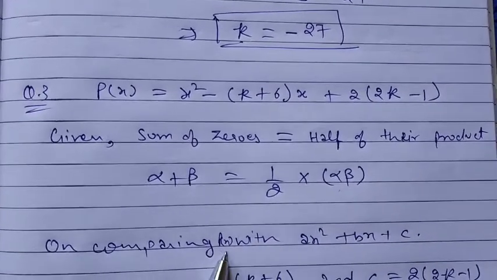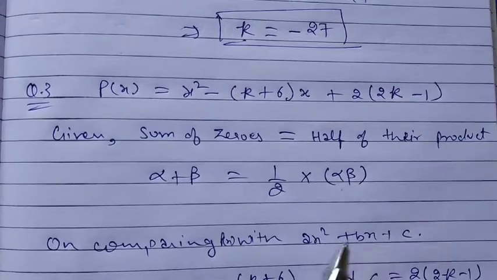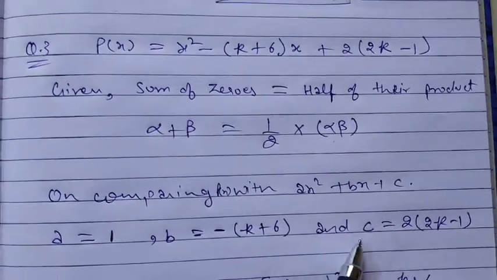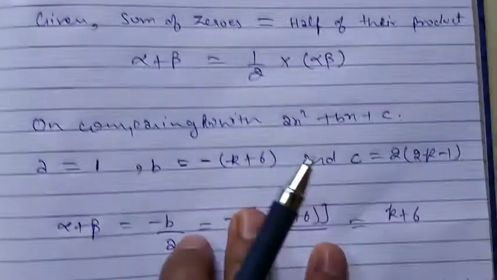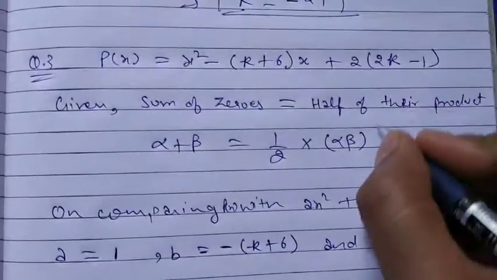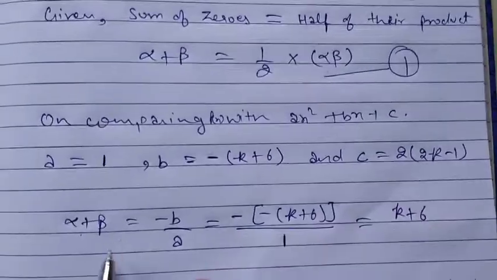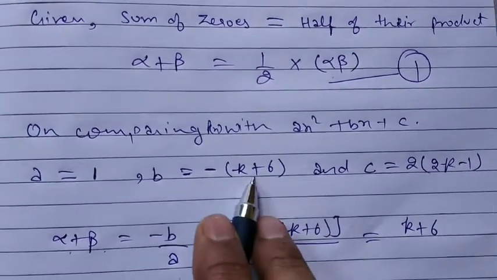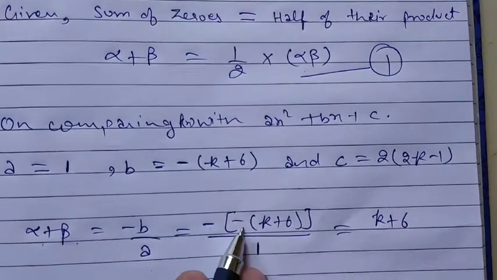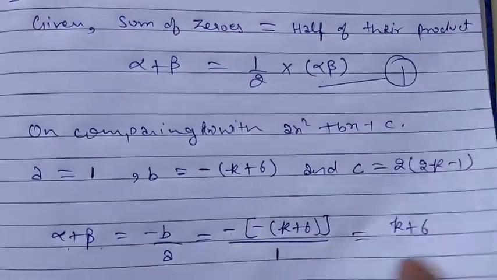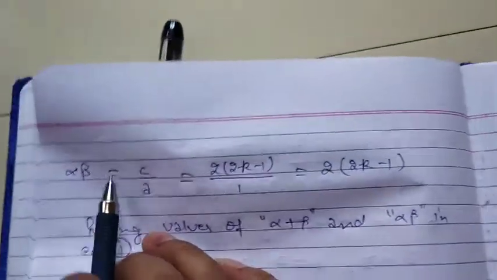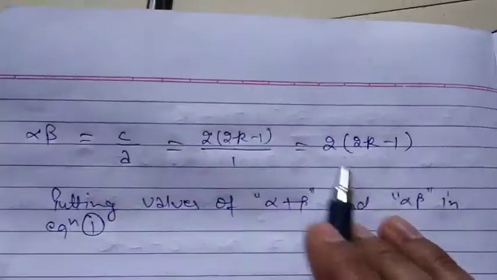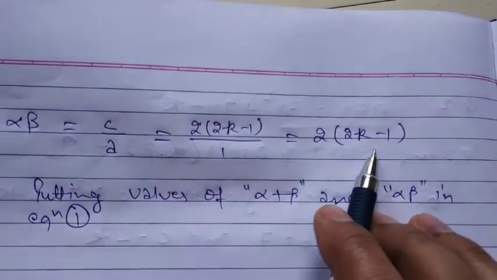Now on comparing this p(x) with ax square plus bx plus c, we will get a equals 1, b equals minus (k plus 6) and c equals 2 into (2k minus 1). Let's suppose this is equation 1. Now alpha plus beta, we know this is minus b by a, so it will be minus of minus (k plus 6) by 1. So minus minus will turn out plus, so it will be k plus 6. Now alpha into beta is c by a and the value of c is 2 into (2k minus 1) divided by 1. So the product of zeros will be 2 into (2k minus 1).